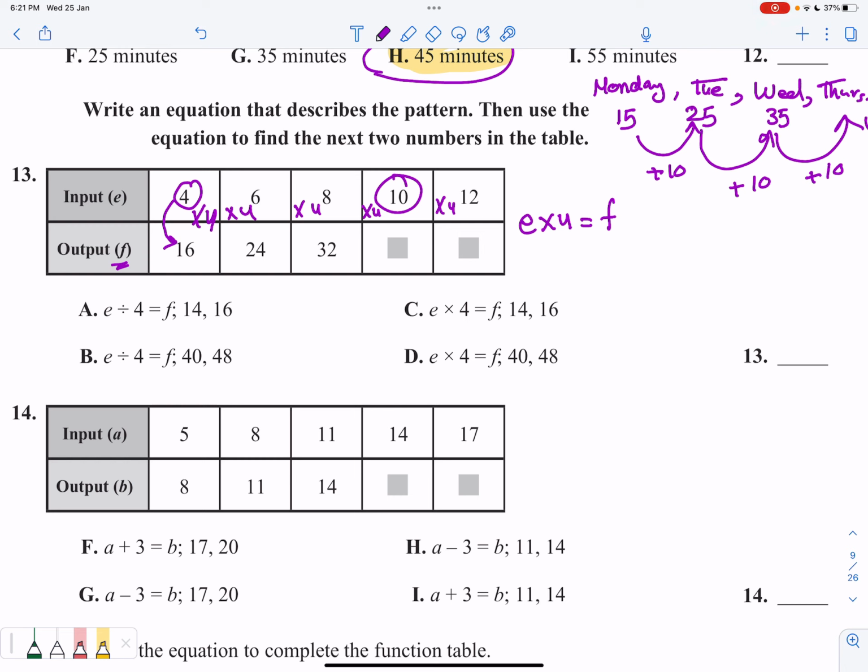So here I have 10 multiplied by 4. That of course equals 40. Then I have 12 multiplied by 4. That would equal 48. So the next terms are 40 and 48. Let's see which one of these answers is the correct one. Of course, answer D.